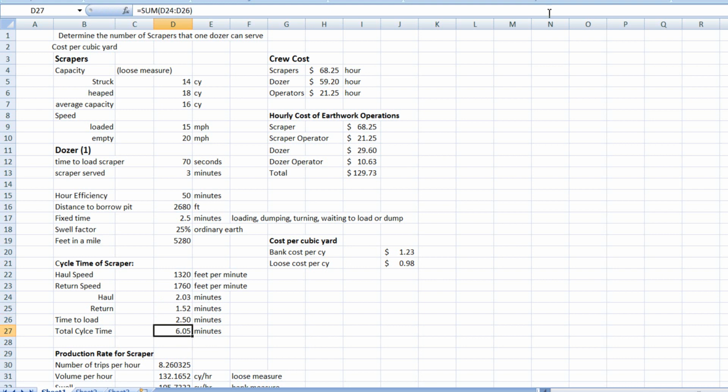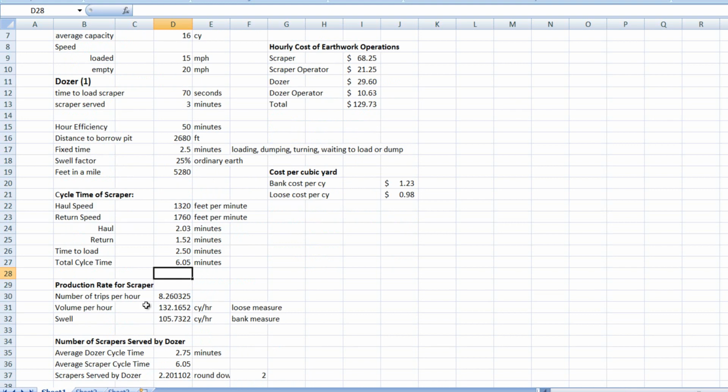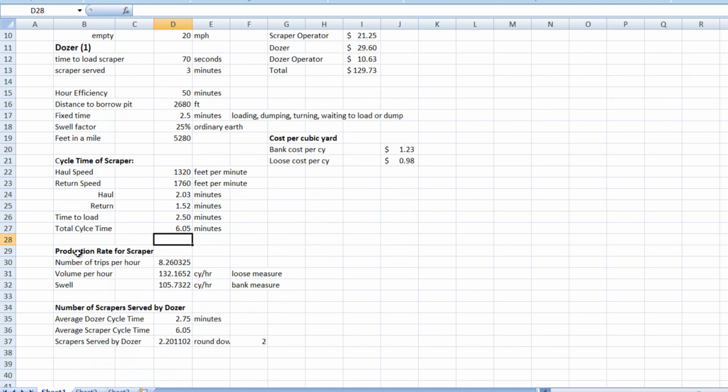So our total cycle time, and I just summed up these: the haul, the return, and the time to load, is 6 minutes and 5/100ths of a minute. Then, to figure the production rate of the scraper, we look at the total cycle time, and in here is where we factor in the efficiency rate for our scraper, because we're working 50-minute hours.